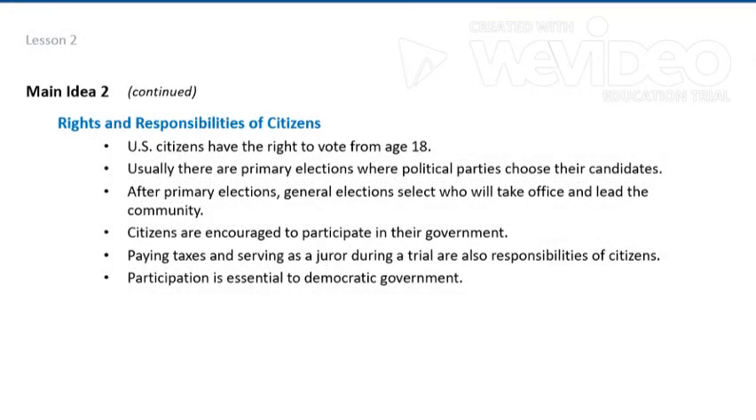Rights and responsibilities of citizens. American citizens have many rights and responsibilities, including the right to vote. Voting for leaders is one way that the value of democracy is shown at all levels of government. Starting at age 18, U.S. citizens are allowed to vote. In order to vote, you have to register.